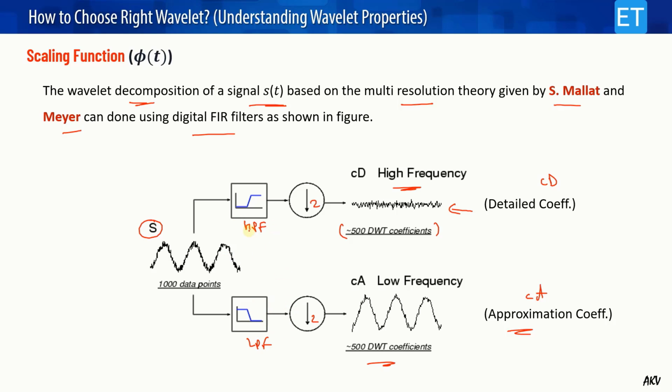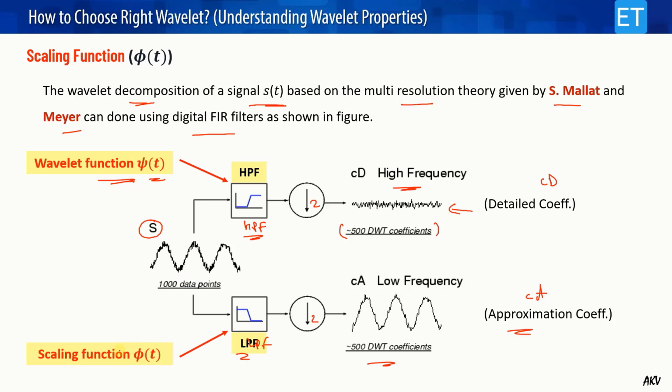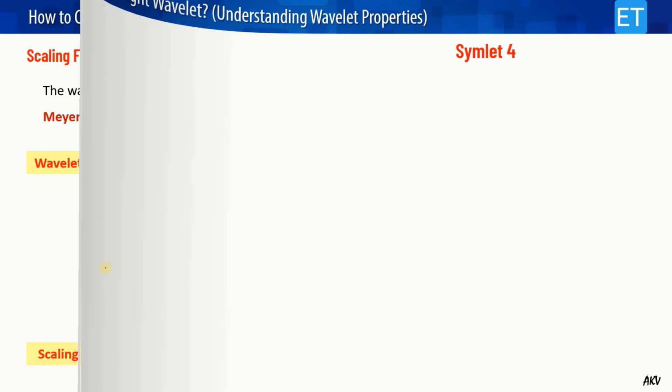But the question is how these filters are obtained. This HPF is obtained from the wavelet function psi t, while the LPF, I mean the low pass filter, is obtained from the scaling function phi t. So that is a combination of phi t and psi t. A few wavelets such as dB, Haar, Symlet, and bi-orthogonal wavelets have their corresponding scaling functions. Not all wavelets have this phi t psi t combination. We will see that in the properties part later in this video. So this is quite an important aspect of the wavelet.